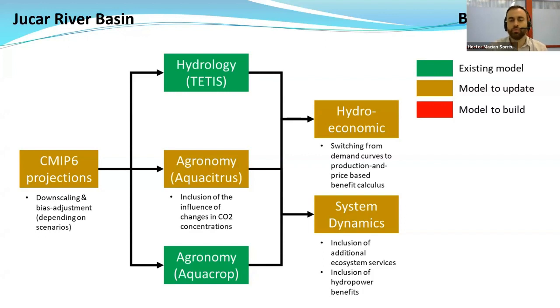So the idea would be to update this model, taking into account this issue. And then with all this information, we will force two water resource management models, a hydroeconomic model and the system dynamics model. Both models have a previous version. They will be updated. For the hydroeconomic model, we will change the modeling routines to switch to demand curve calculation, to the computation of the estimation of the crop production and also the crop prices to infer the benefits.